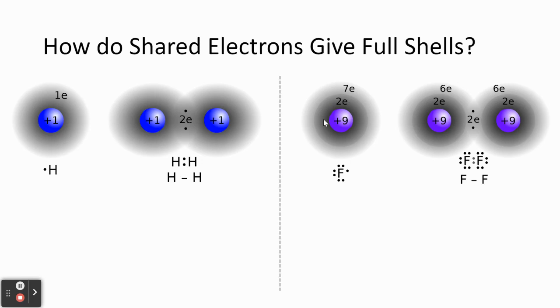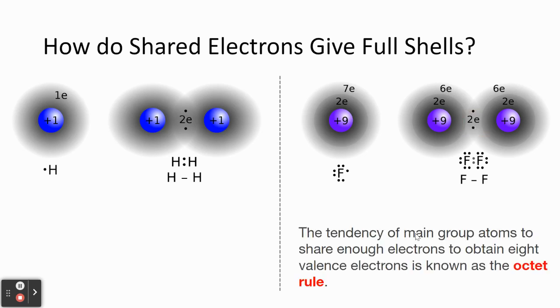Now let's look at fluorine. Fluorine has 9 protons in its nucleus, 2 electrons in its first energy level, and 7 electrons in its second energy level. If two fluorine atoms overlap their energy levels and share a pair of electrons, now they're going to end up with 8 valence electrons. And for most atoms, that gives it stability. The tendency of main group atoms to share enough electrons to obtain 8 valence electrons is known as the octet rule. And again, most atoms tend to do that.